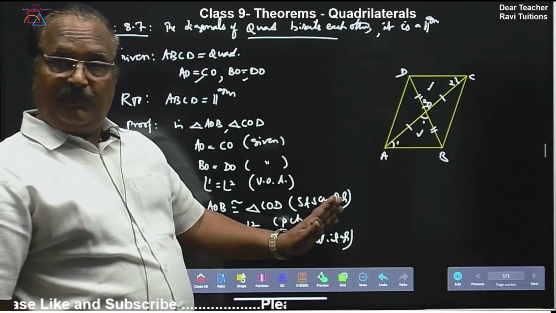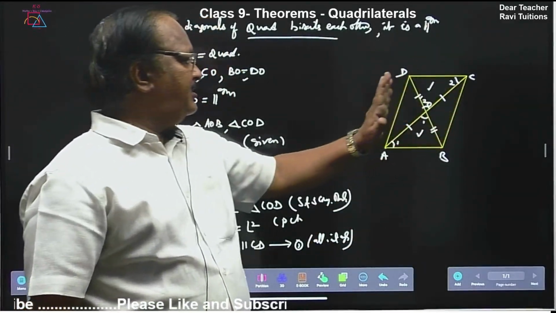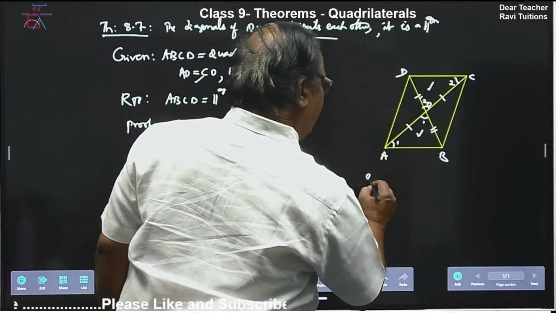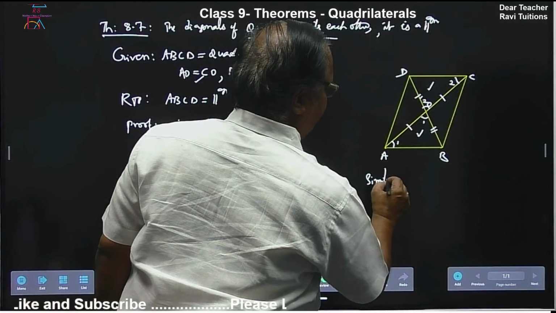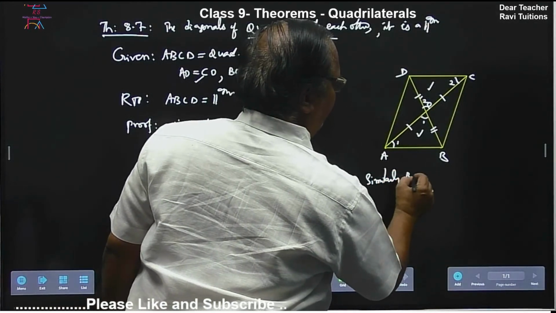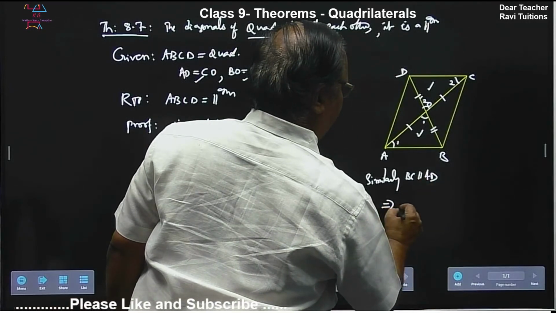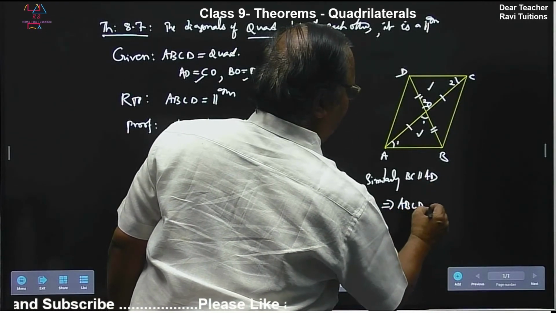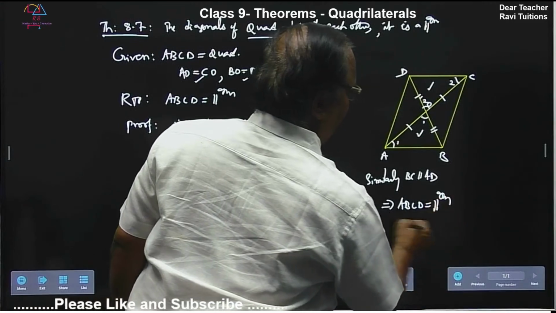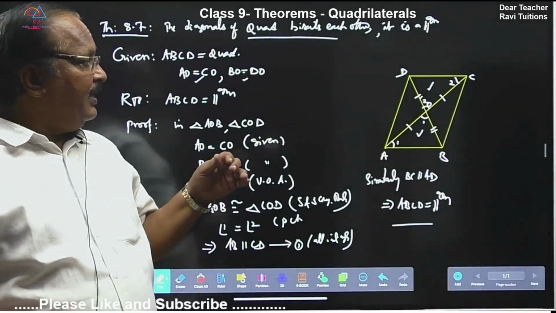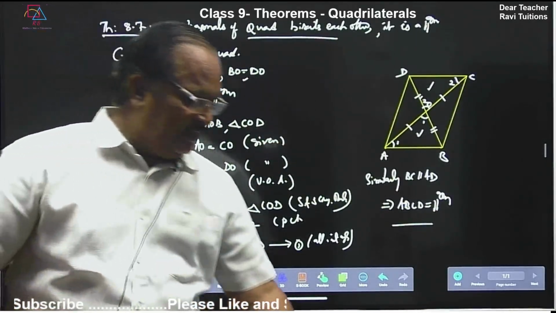Now we have to prove the other also, BC is parallel to AD. Similarly we can prove BC is parallel to AD. That implies ABCD is a parallelogram. This is another theorem. Okay.